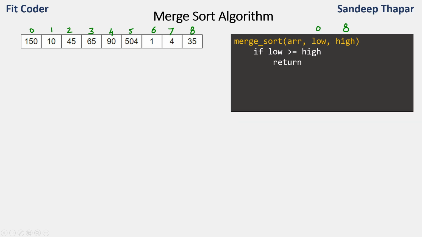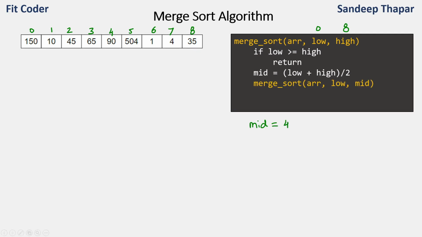It means either low and high are pointing to the same element, or it is the end condition in which low has exceeded the high index. In both of these cases, we would not do any operation and return from here. Because we are dividing the bigger problem into smaller problems, first we need to compute the midpoint. To compute the midpoint, we do mid equal to (low plus high) by 2. Low is 0 and high is 8, so in this step the midpoint is 4.